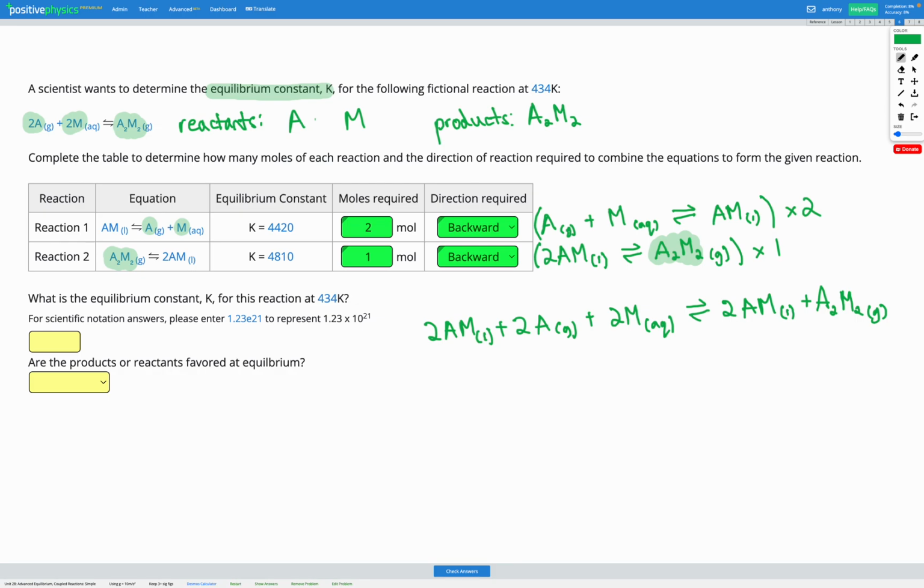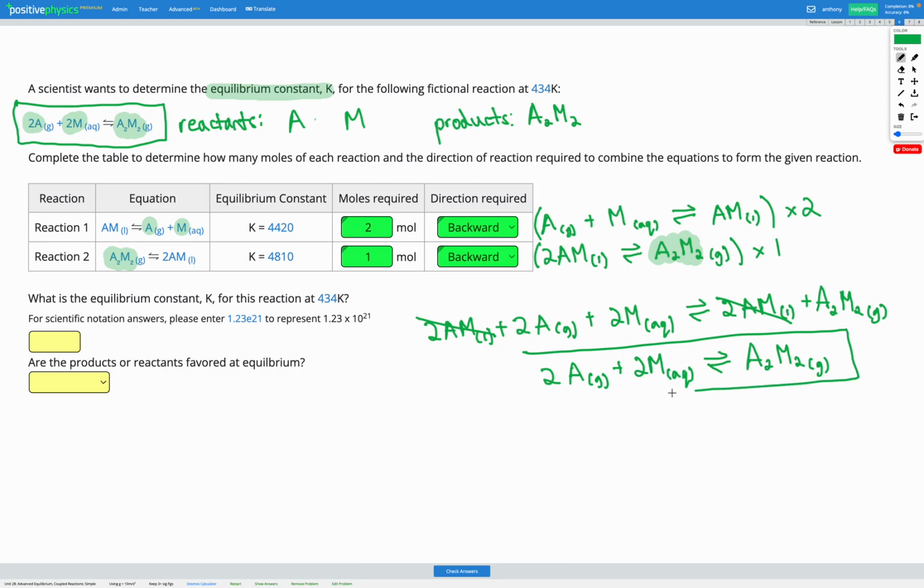Now I can see if there's anything that can cancel out. I can see I've got 2AM on both the reactants and the products, so that's going to cancel out. And I'm left with 2A, which is a gas, plus 2M, which is aqueous, gives A2M2, which is a gas. And that matches up perfectly with our goal equation up here. So we've successfully found our goal equation.